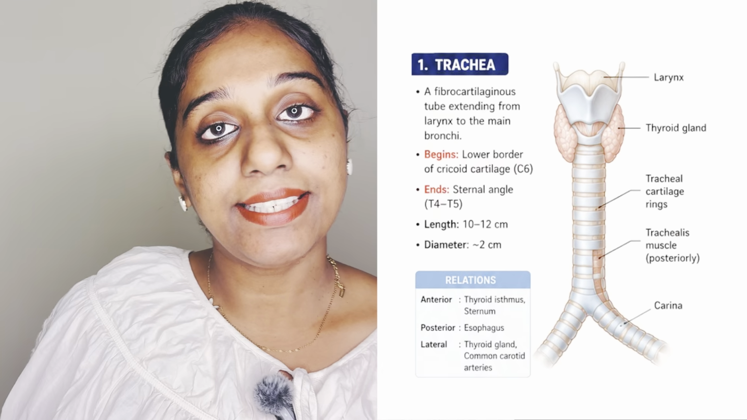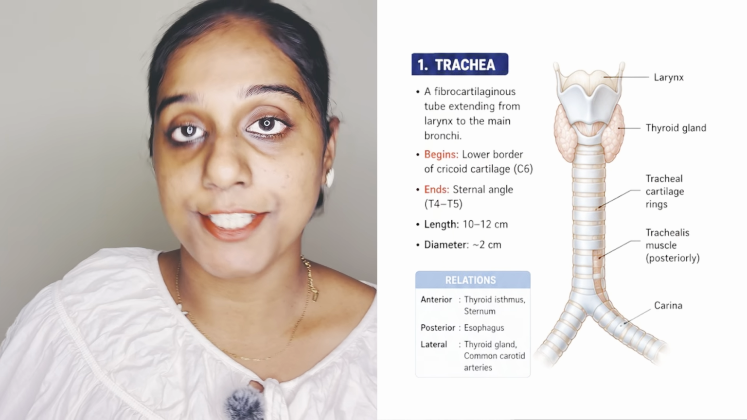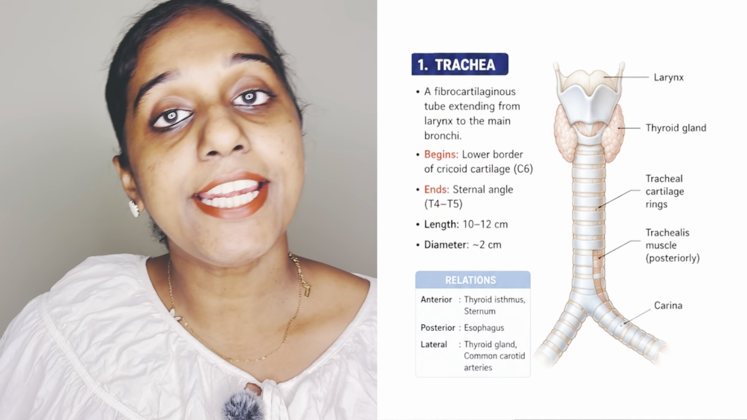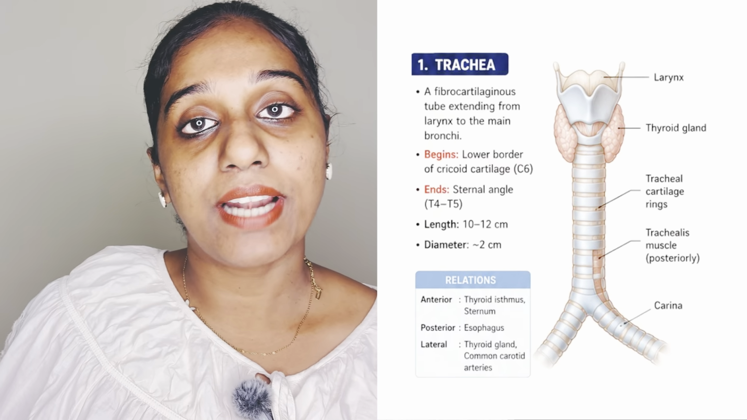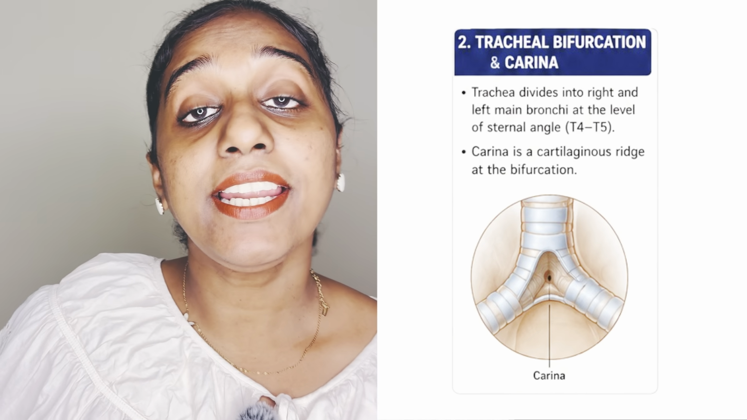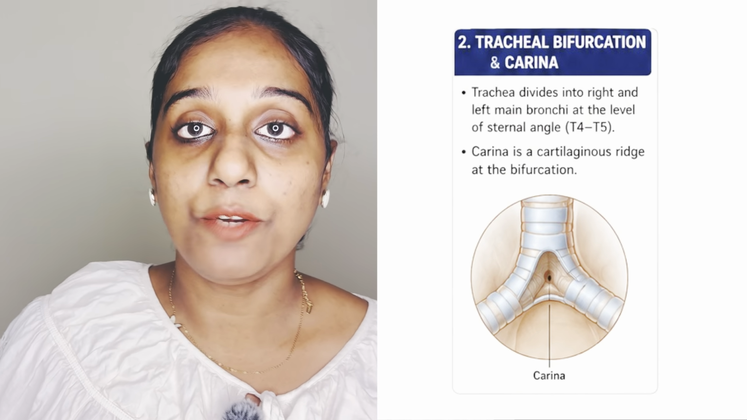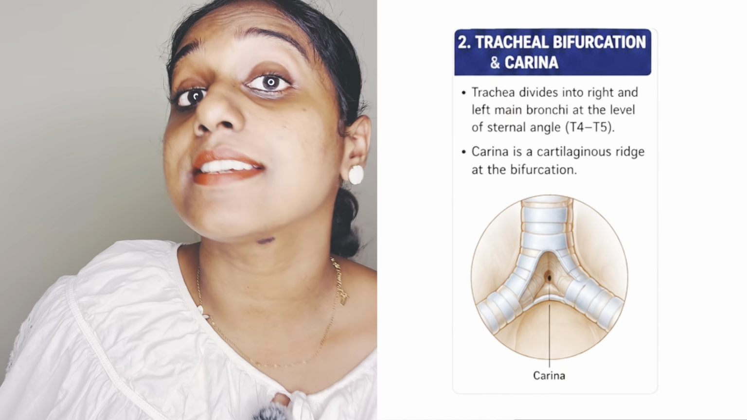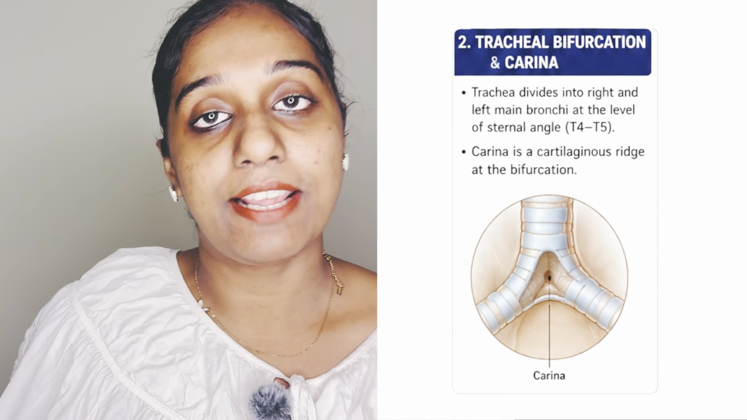Relations: anteriorly thyroid isthmus, sternum. Posteriorly esophagus. Laterally thyroid gland and common carotid arteries. Next is tracheal bifurcation and carina. Trachea divides into right and left main bronchus. This occurs at the sternal angle, T4 to T5 vertebral level.